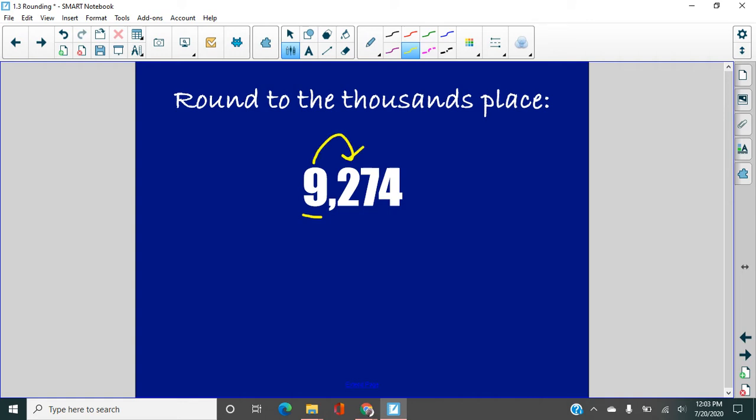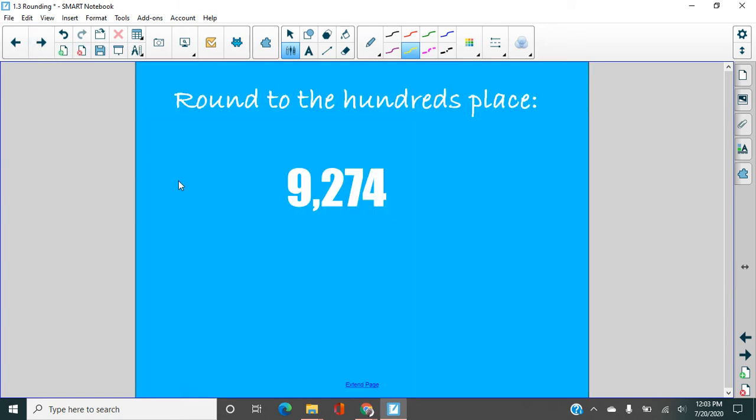So we look at the 2. This 2, this one right here, we think, is it 5 or above? If it is, it's going to shove the 9 up. If it's not, the 9 stays the same. Well, this 2 is not 5 and above. It does not give a shove, so we keep the 9, and then everything after that becomes a 0. So our answer here is 9,000.